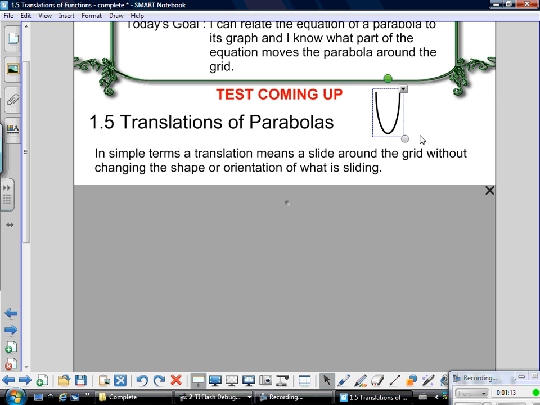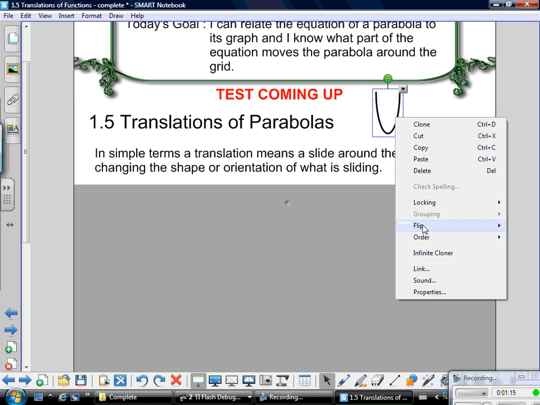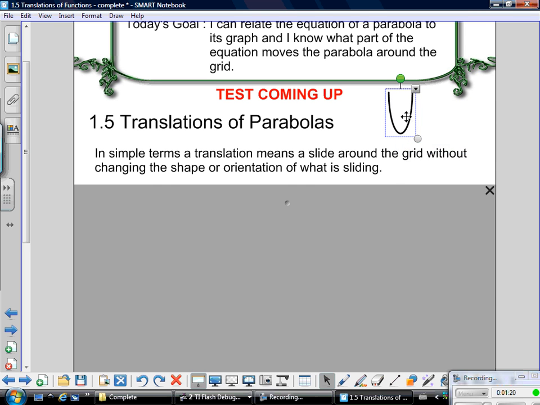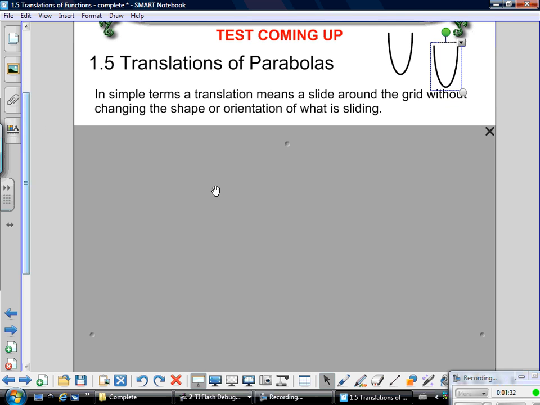So that's all it means, I'm taking the parabola and I'm just moving it. So I'm cloning it. So I'm just moving it. That's all it means. So we need to know where in the equation tells us which way to move it, and that's what we're going to be looking at.